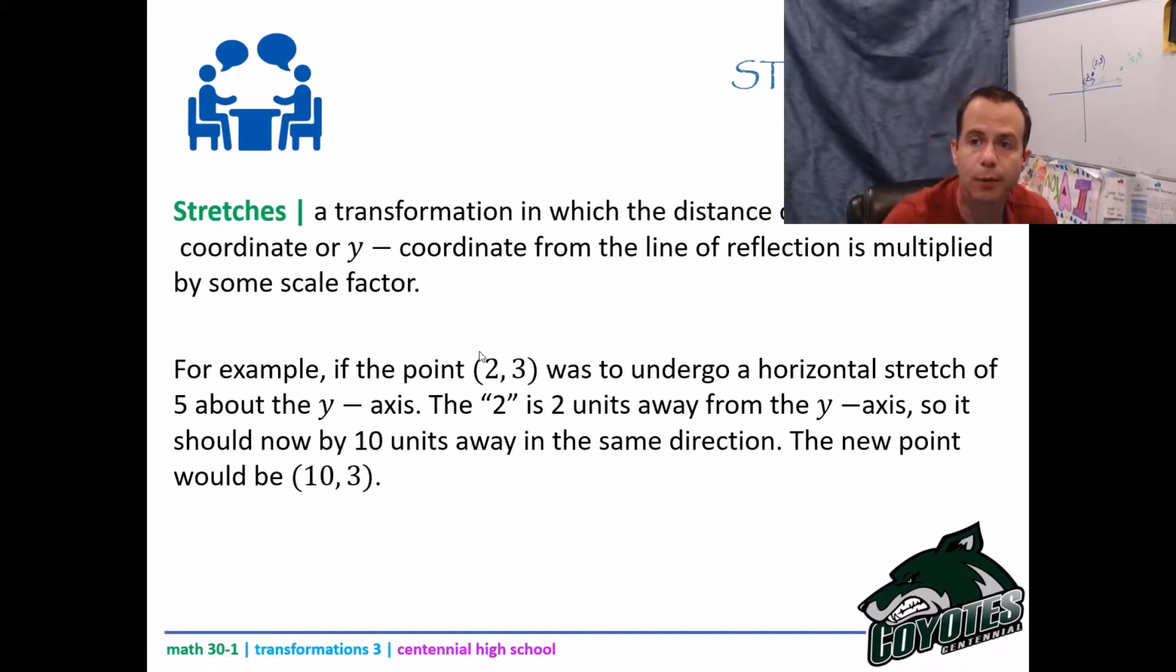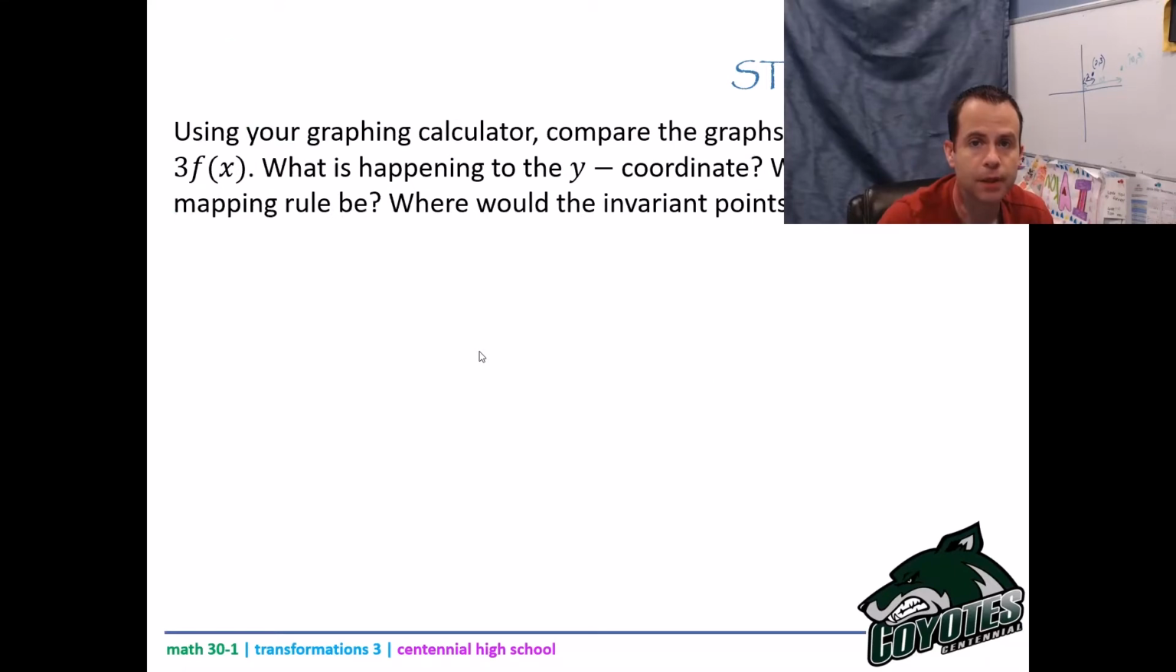Okay, so now what we want to do is we want to go through a little investigation. And you're going to want your graphing calculator out, and you're going to want to use your table of values, okay? So I'll walk you through that in a sec. Just let's read the question first. Using your graphing calculator, compare the graphs of y equals x squared and y equals 3 f of x. What is happening to the y-coordinate? What would the mapping rule be, and where would the invariant points be?